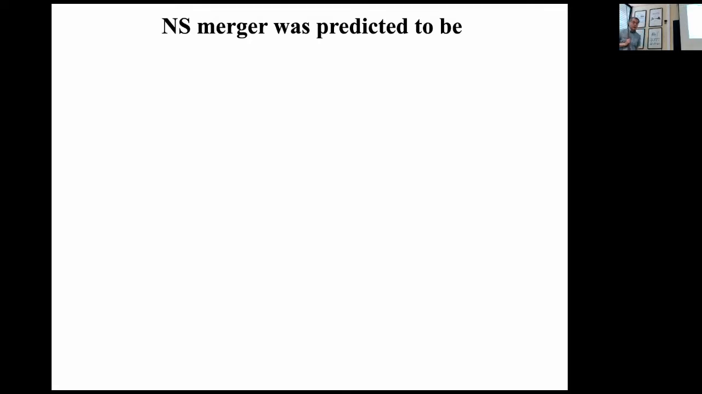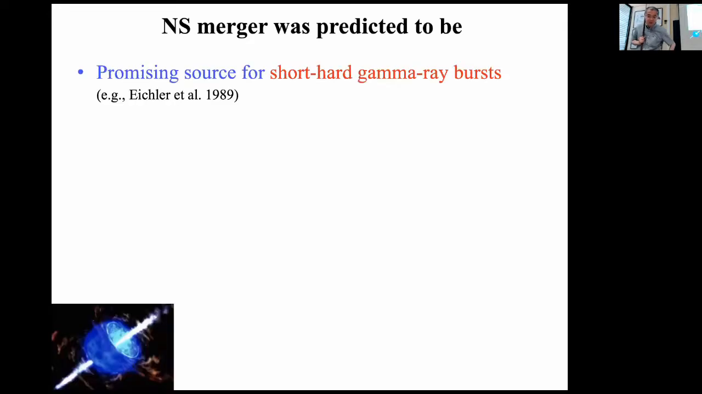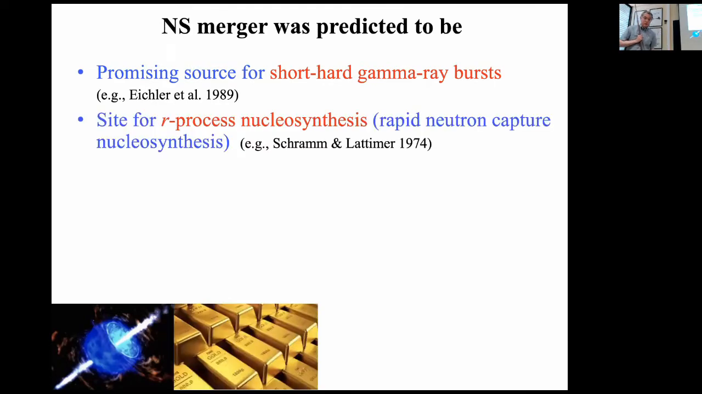Then I introduce neutron-star mergers. Why is a neutron-star merger interesting? The reason is that a neutron-star merger was predicted to be a promising source for short-hard gamma ray bursts, for which we still don't know the exact answer of what the progenitor is. Also, a neutron-star merger was predicted to be a promising site for r-process nucleosynthesis. The r-process means rapid neutron capture nucleosynthesis, for which we still don't know the exact answer.